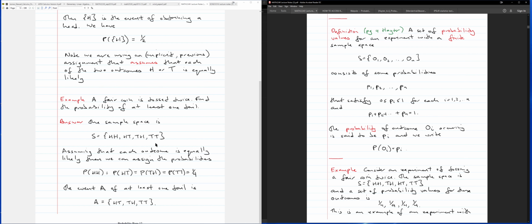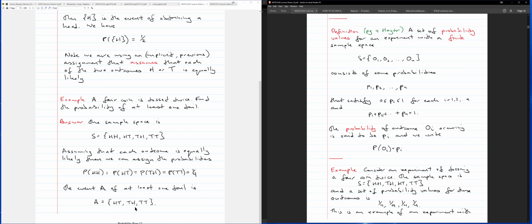Now, what we want is the probability of at least one tail. So first we find the event of at least one tail. It is the subset of the sample space that satisfies this condition. You look in your sample space, and at least one tail is head tail, tail head, or tail tail. This is the event here.